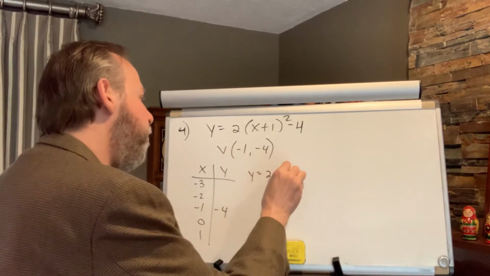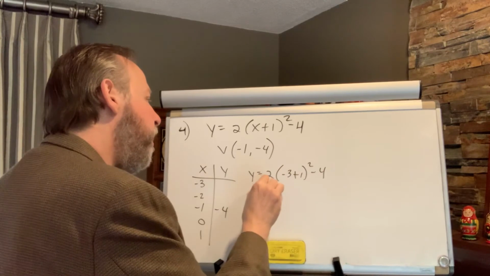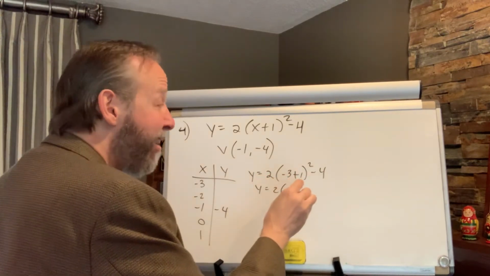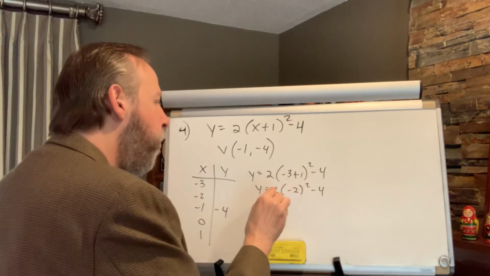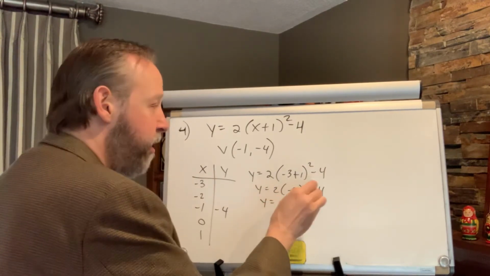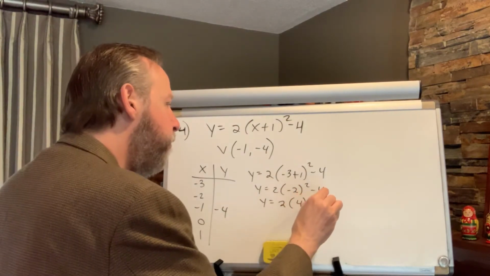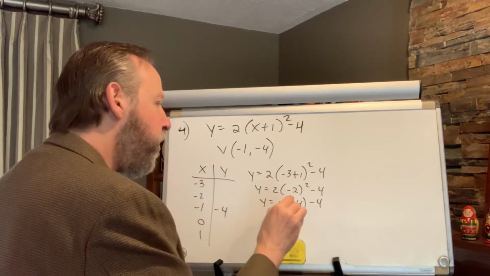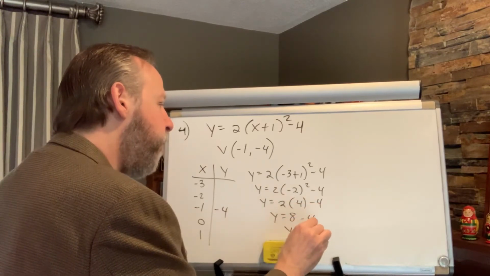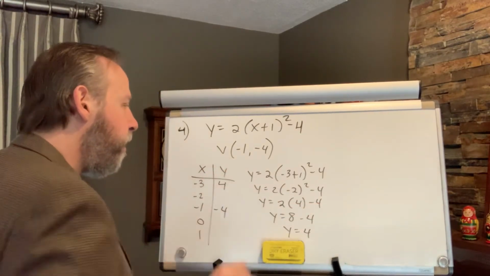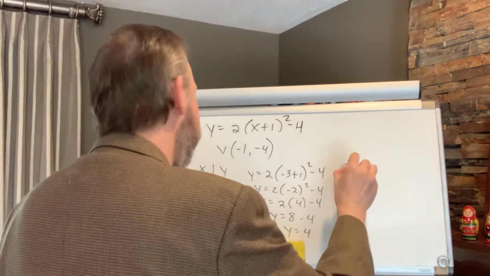Y equals 2, plug in a -3. So y equals 2, -3 plus 1 is -2 squared minus 4. Order of operations says do the squaring next. -2 squared is +4. 2 times 4 is 8. And 8 minus 4 is 4. Okay?